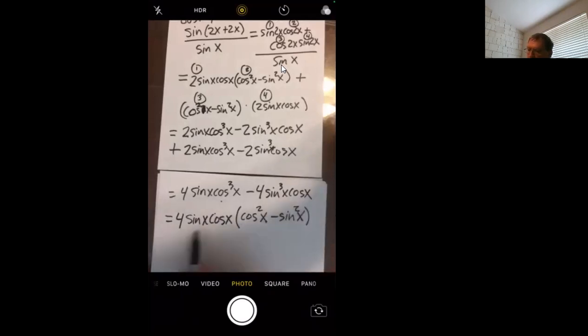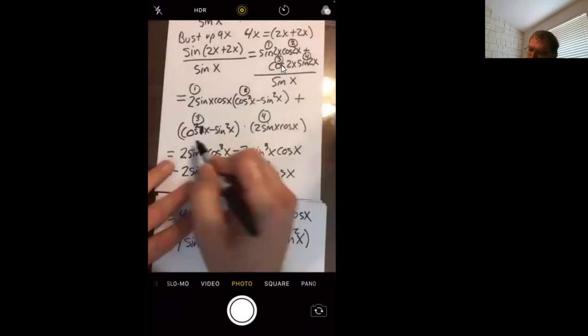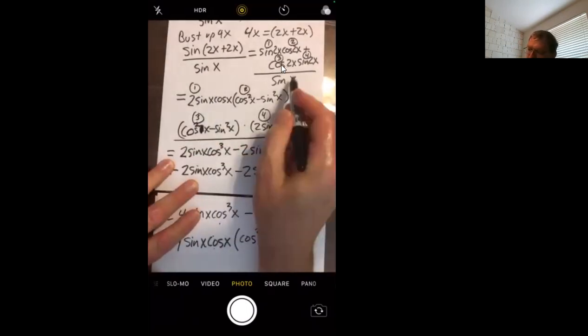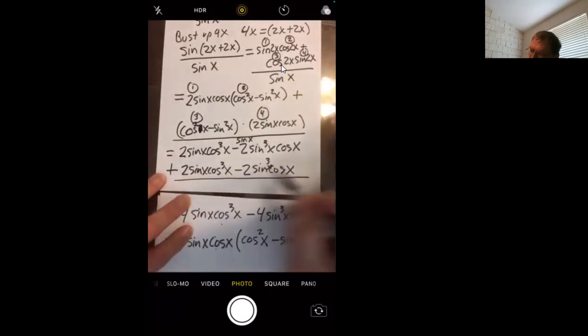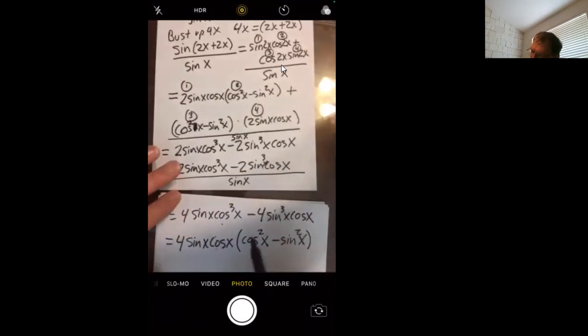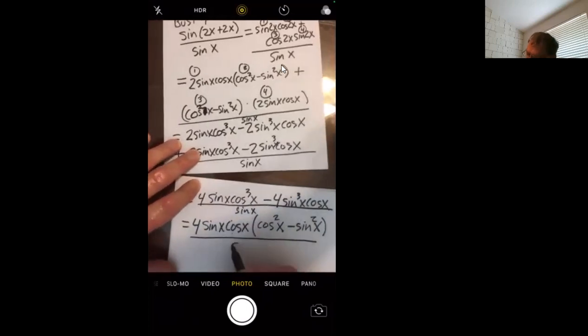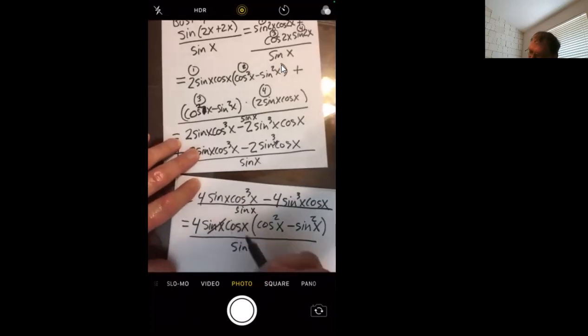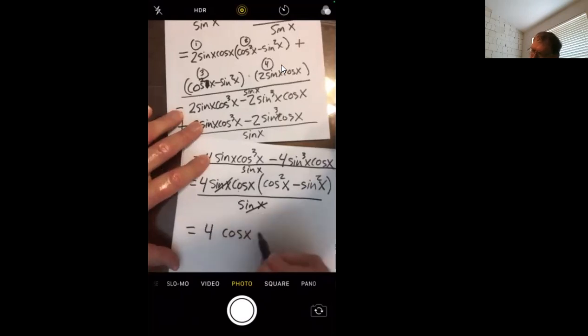I've got my 4, my cosine, and this is my cosine of 2x. Oh, I lost my divide by sine x. Bingo. So all of this was divided by sine x. That gets rid of my sine x, and there is my 4 cosine of x.